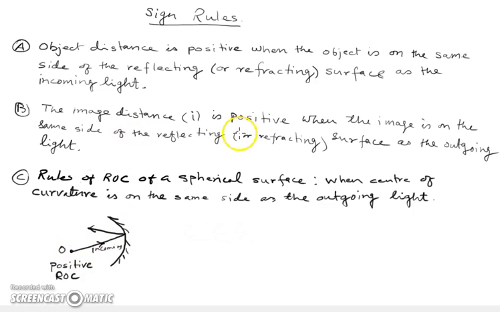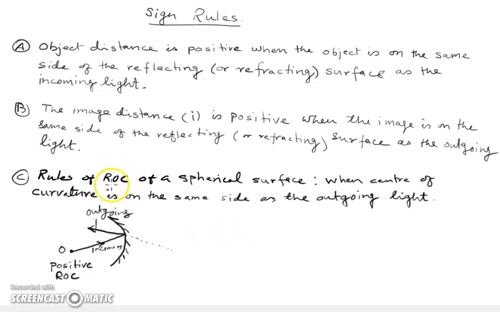How about image distance? Image distance is positive when the image is on the same side of the reflecting surface as the outgoing light. Here the rays will seem to be coming from somewhere here, right? So the image is not on the same side. So this image distance, which is behind the mirror, will be negative. Which one is outgoing? This one is my outgoing light or outgoing ray.